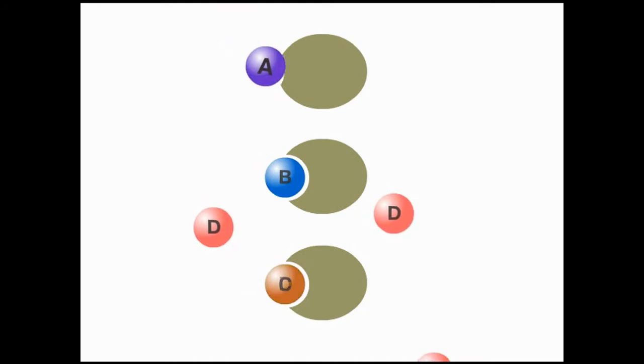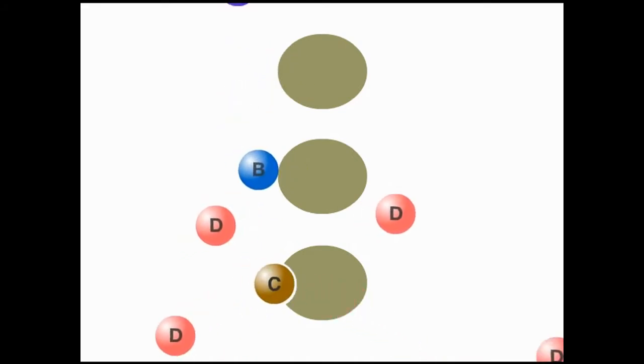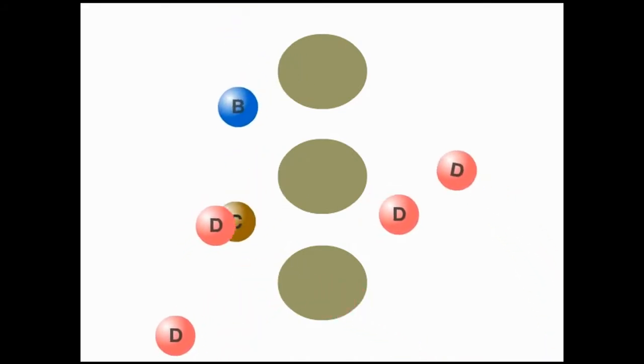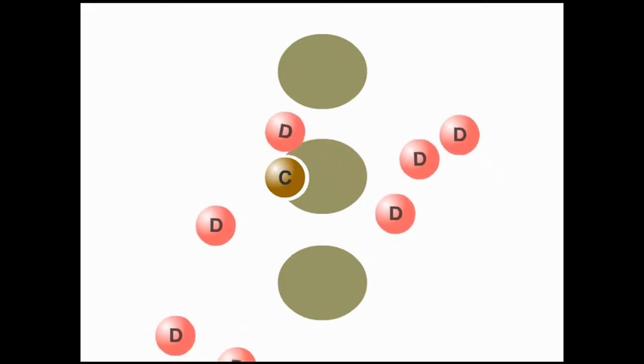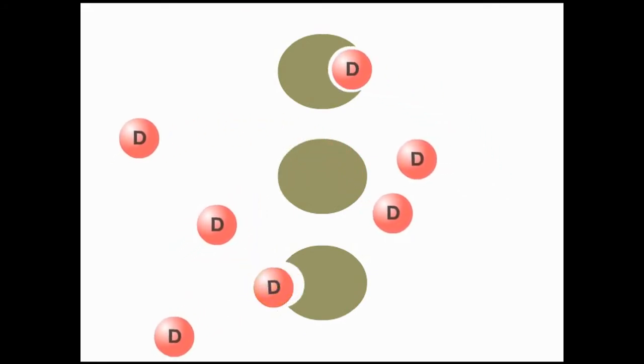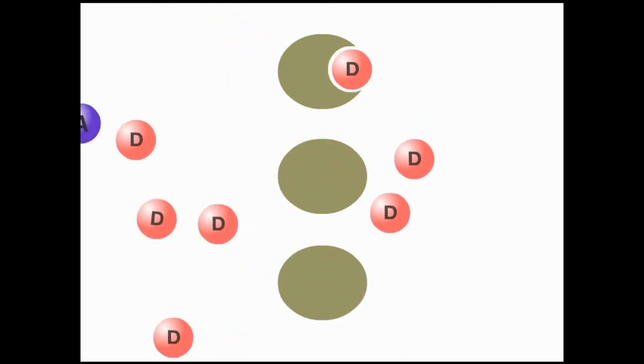3 different enzymes catalyze the conversion of one molecule to the next. The final product, D, inhibits the first enzyme in the sequence. When the concentration of D rises to a certain point, the reaction shuts itself down.